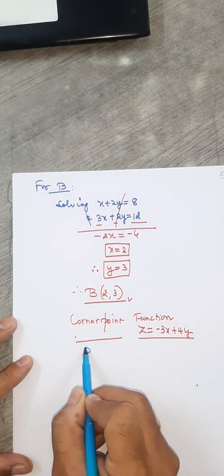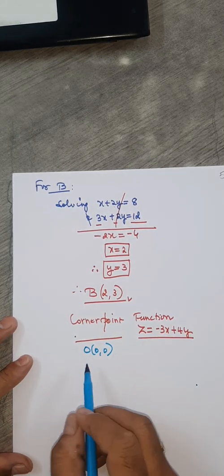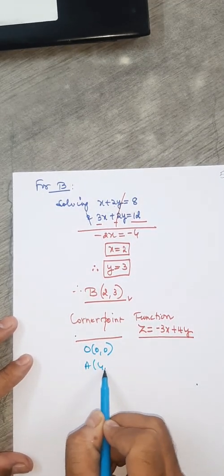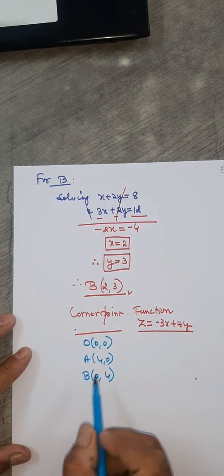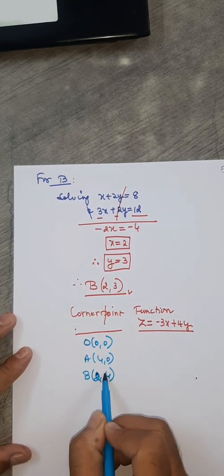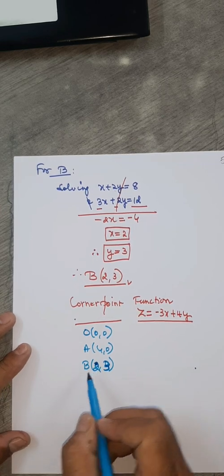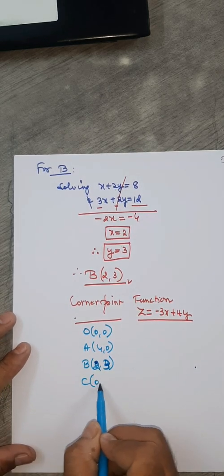One is origin 0, 0. The other one is A, which is 4, 0. The next one is B, which is 0, 4. No, B is 2, 3 here. 2, 3. And C is 0, 4.